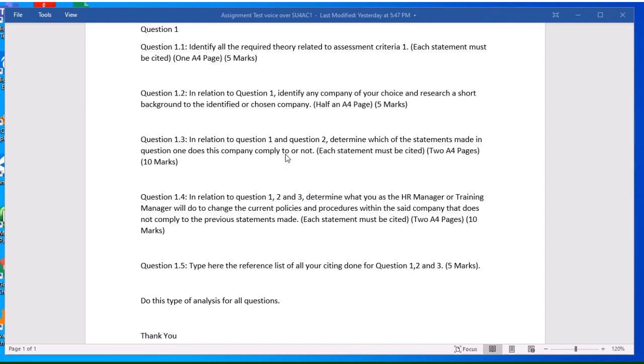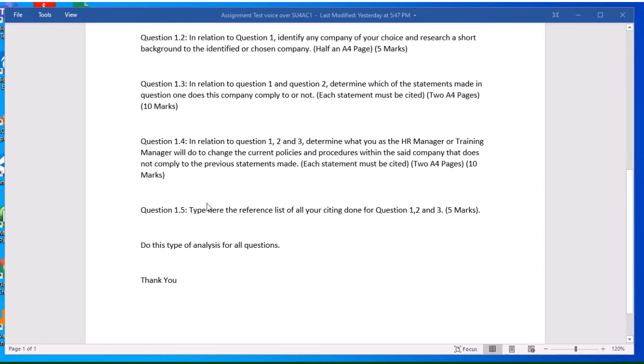Now, obviously, you cannot have citing here because you will now do an analysis between question 1.1 and 1.3. Lastly, in question 1.5, all the citing that you have done must be stipulated according to the TUT guidelines. You need to acknowledge where you got the information from. You cannot thumb suck, except with the analysis where you compare question 1.1 and 1.3.